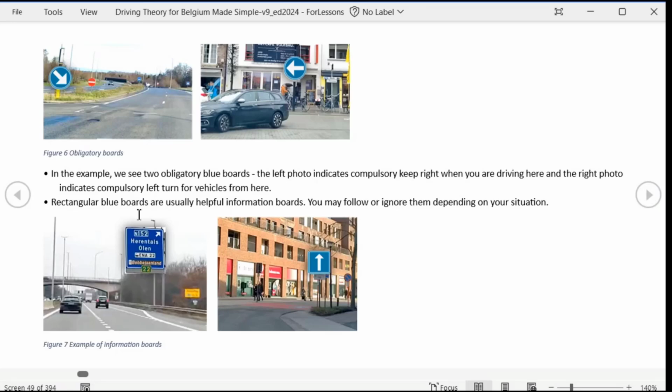Then there are other boards which are rectangular boards, which are information boards, and you may follow them or you may ignore them. It's up to you. In this case, if you want to go towards this place called Herentals, then you take the exit. Or you can ignore the board and just continue driving. Here again, this is for your information, which lets you know that this street is a one-way street. You can still continue, but it makes you aware that it's a one-way street. It gives you more information.